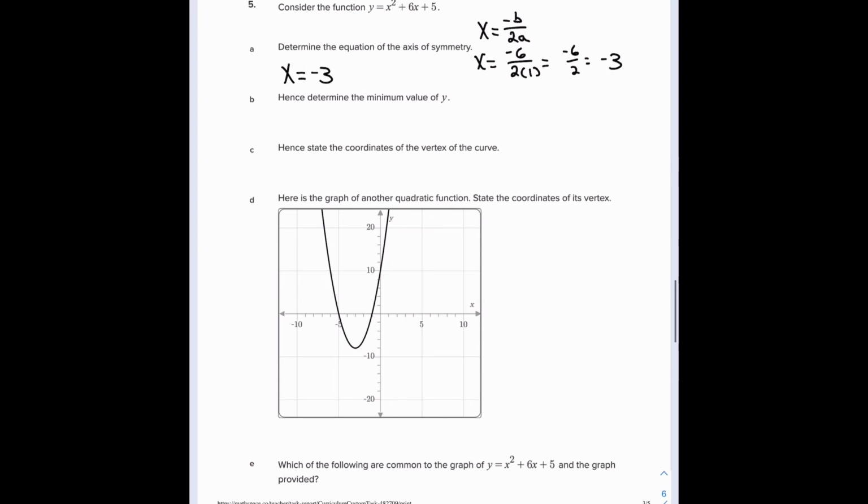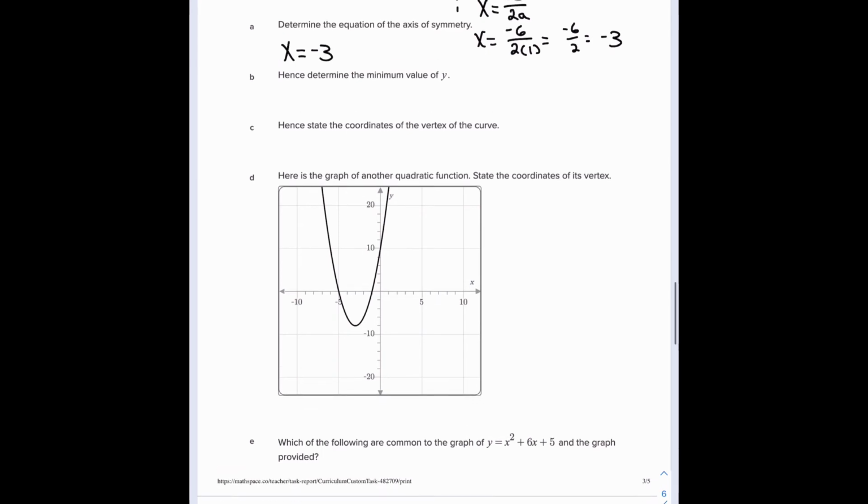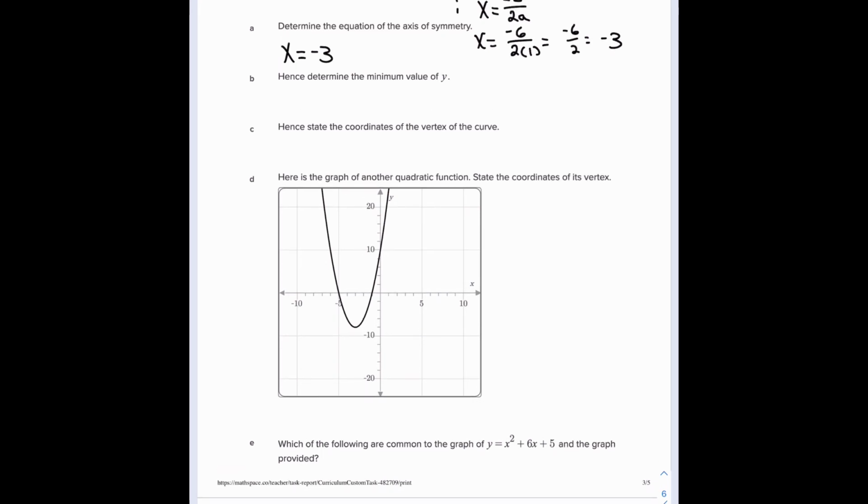By looking here, we can tell that this parabola is concave up, right? So by finding our axis of symmetry, we're really finding the minimum of this graph. To find the minimum value of y, all we have to do is take our x value and substitute it back into the equation. So y equals negative 3 squared plus 6 times negative 3 plus 5. So y equals 9, minus 18 plus 5, negative 9 plus 5, y equals negative 4.